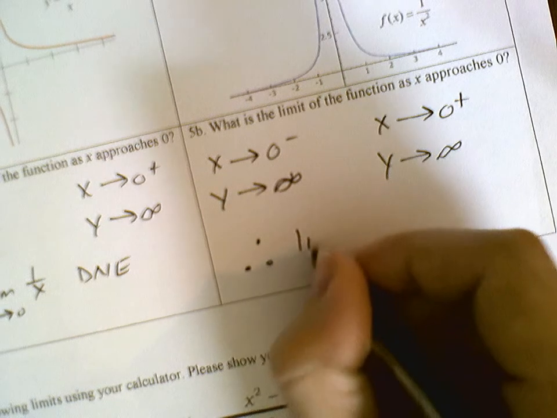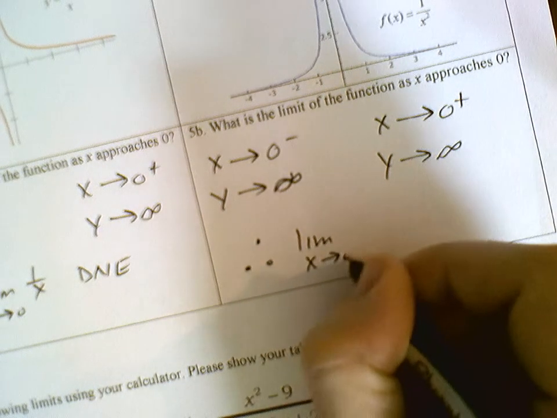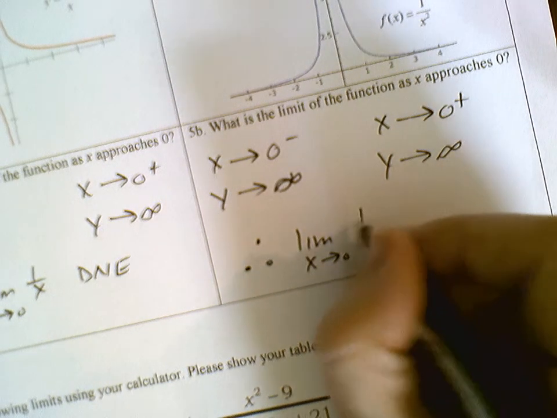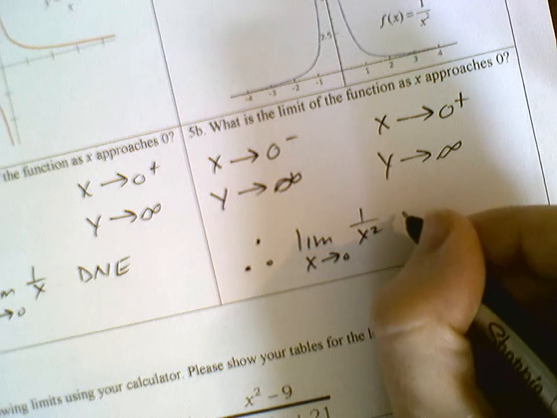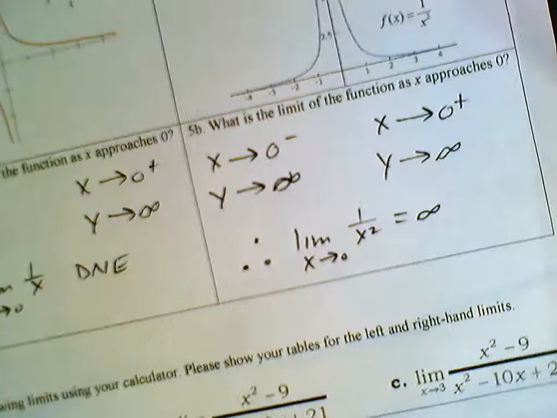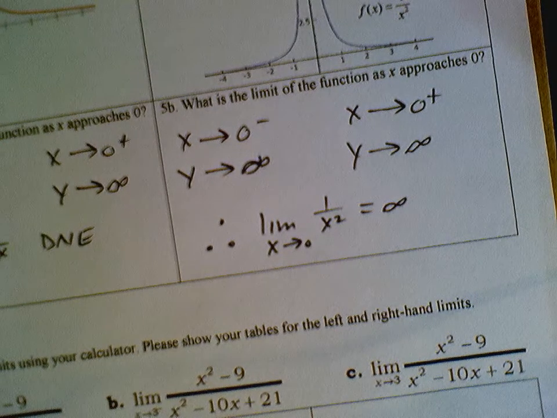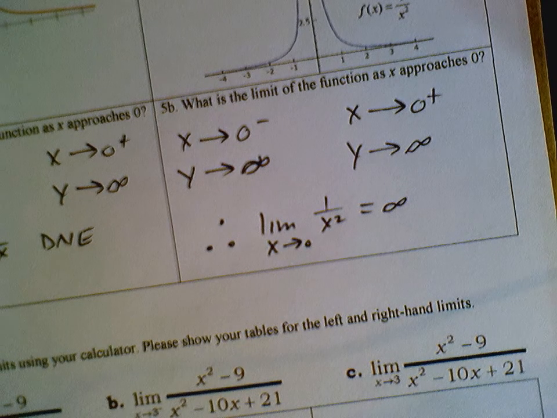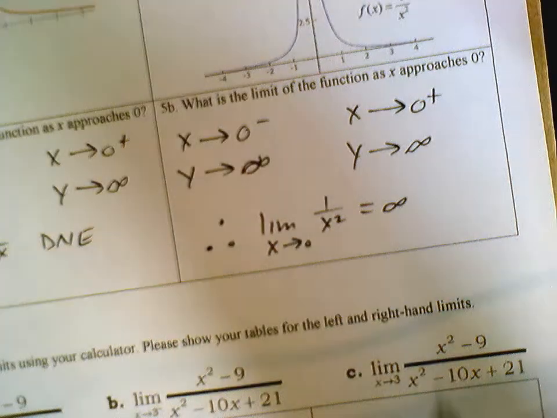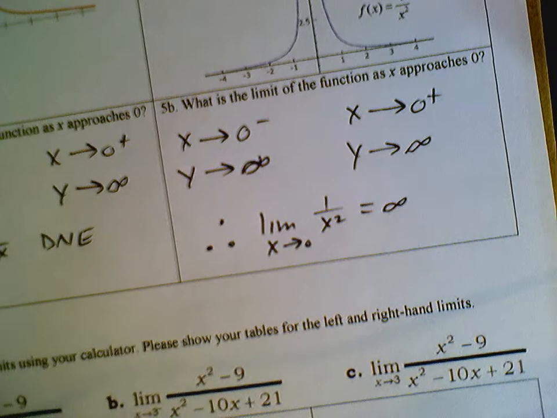Therefore, the limit as x approaches 0 of this function here, which is 1 over x squared, I'm going to say equals infinity. It still doesn't exist, but we can be a little more specific because it is agreeing on the left and right. It has the same type of non-existence from the left and right, so I'm going to say equals positive infinity.